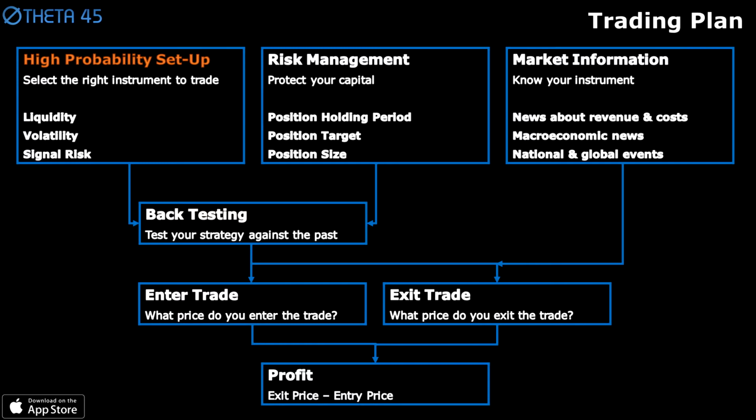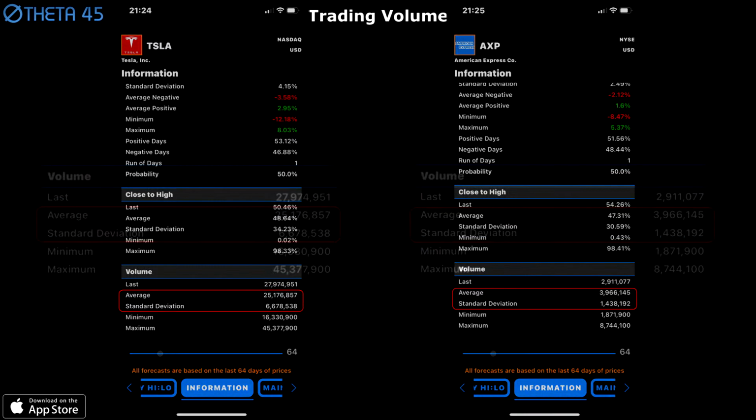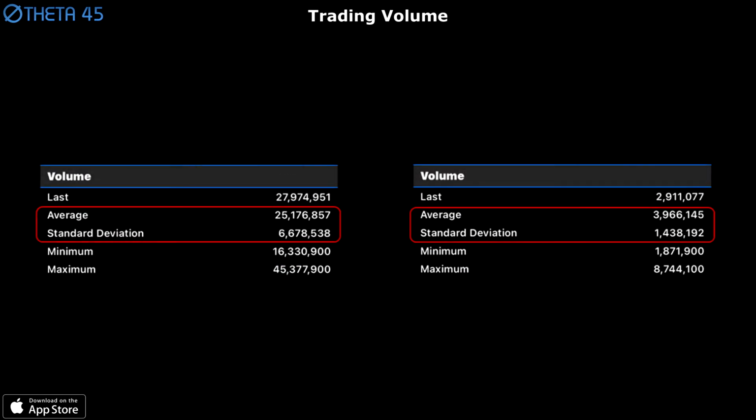For day and short-term traders, you want to be in and out of the market quickly at the stated market price. In other words, you want a financial instrument like a stock to be liquid. A high average trading volume relative to other stocks is a good indicator of relative liquidity.